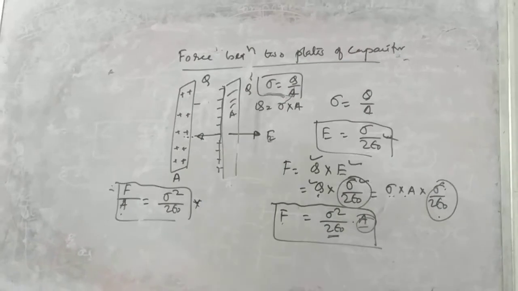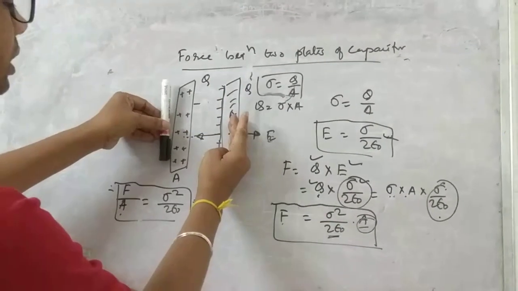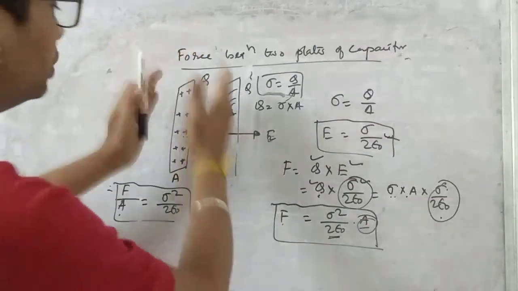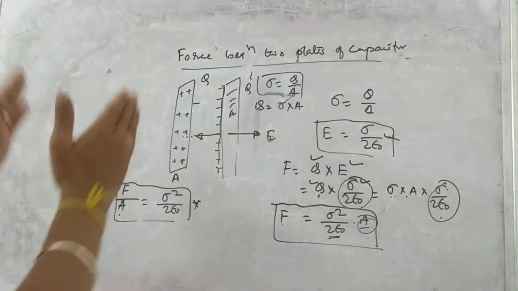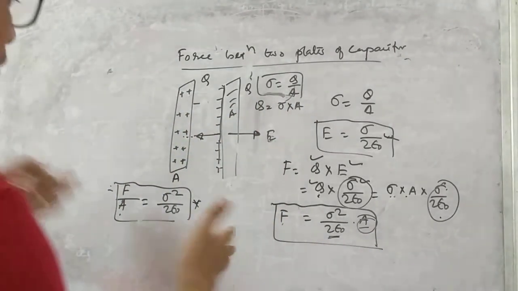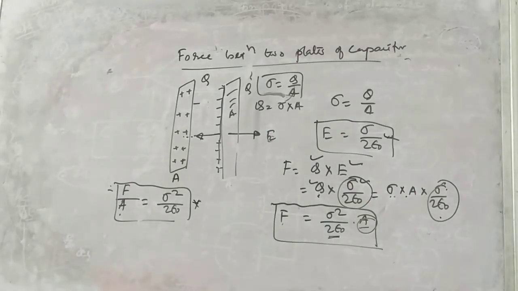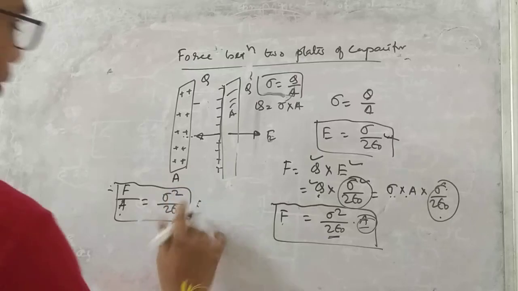Similarly, according to Newton's third law, this negative plate will also attract this positive plate towards itself. That means both the plates will be attracted towards each other. Therefore, these two plates try to come closer and closer due to this force of attraction, and the force of attraction acting between these two plates is sigma square by 2 epsilon naught into area A, and the force per unit area between the two plates is sigma square by 2 epsilon naught.